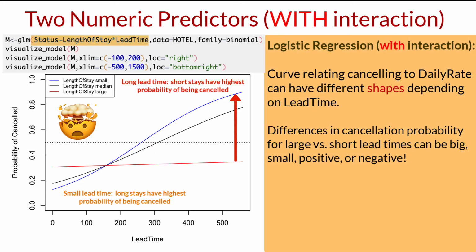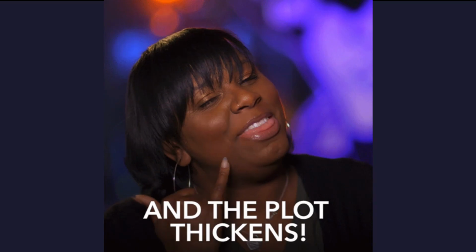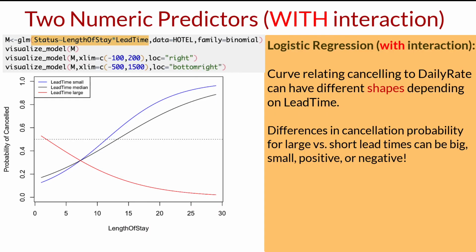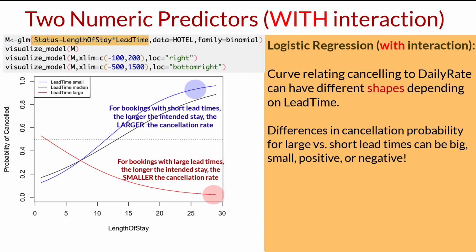The shape of the S-curves look very different between long and short stay bookings, indicating that the strength of the relationship between canceling and lead time depends quite strongly on the length of stay of that booking. But the plot thickens. If we look at the relationship between canceling and the length of stay, the relationship is negative for bookings with large lead times. For bookings made well in advance, the longer the stay, the less likely it is to get canceled. But when the lead time is short and it's a last-minute reservation, the longer the intended stay, the higher the chance it will be canceled. The whole direction of the relationship between canceling and the length of stay changes sign depending on the lead time.